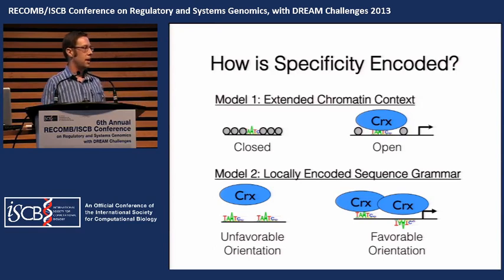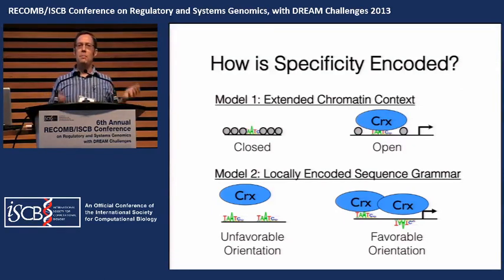An alternative model, but as I said, not necessarily mutually exclusive, is the locally encoded sequence grammar model. As I showed you, a motif by itself is not enough to encode binding in the genome, but there could be other sequence features. You've been hearing about some of that today. I'm showing you a made-up example here, perhaps. When you have two motifs in a favorable orientation, then you get binding.